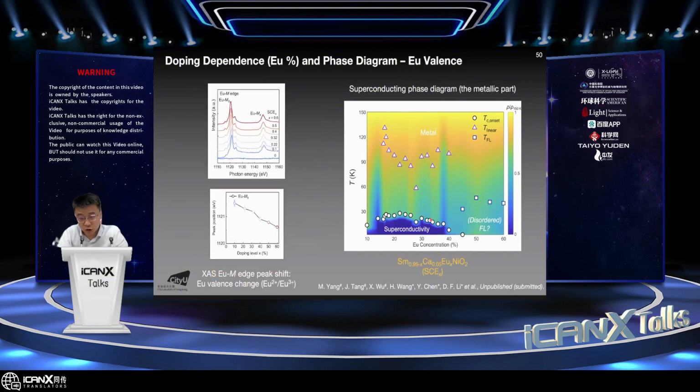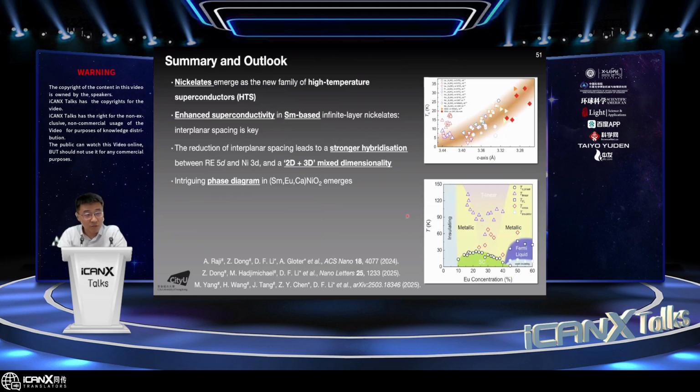Okay, we also try to characterize the valence state of the europium dopant in the system, and by doing X-ray absorption spectroscopy, we were able to show that indeed the europium changes valence as you dope into the system. Okay, so with this, let me try to make a summary here.